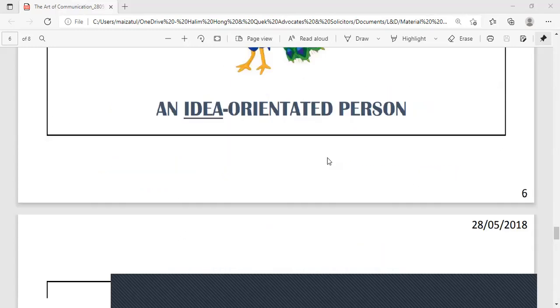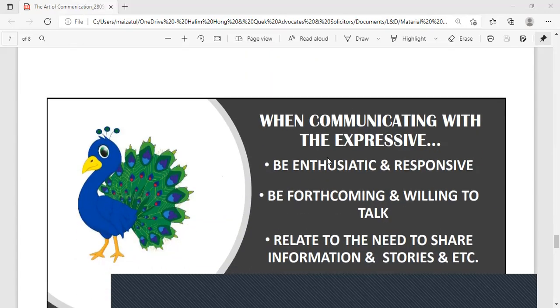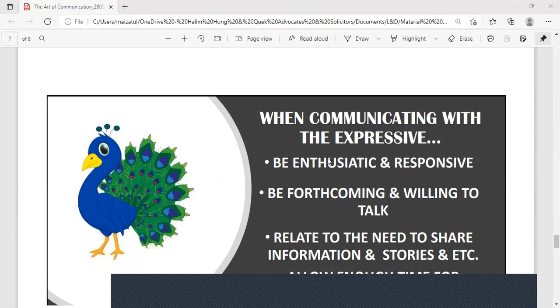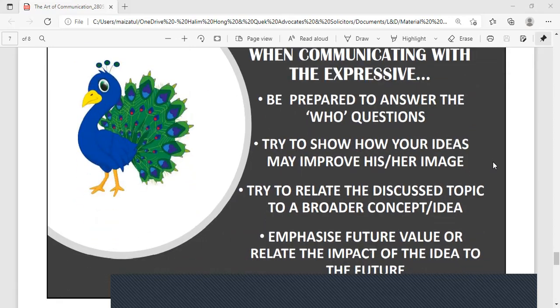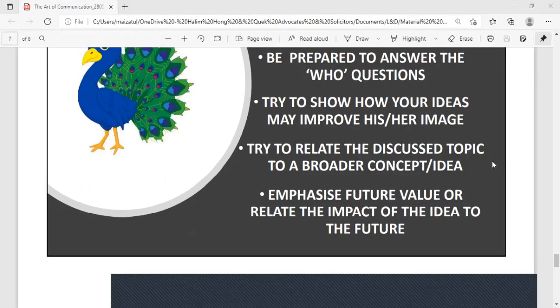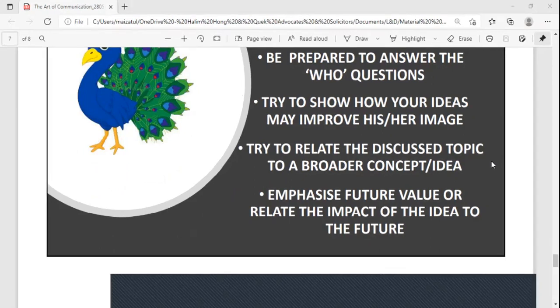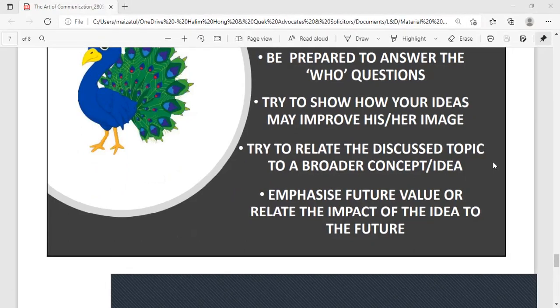So when communicating with them, be enthusiastic, responsive, forthcoming and willing to talk. Relate to the need to share information and stories, and allow enough time for discussion. Remember to be warm and approachable at all times, be prepared to answer the "who" questions, try to show how your ideas may improve his or her image, try to relate the discussed topic to a broader concept or idea, and emphasize future value or relate the impact of the idea to the future.